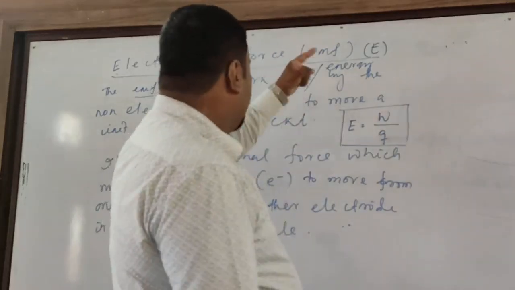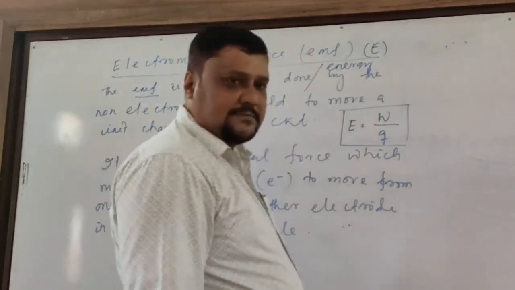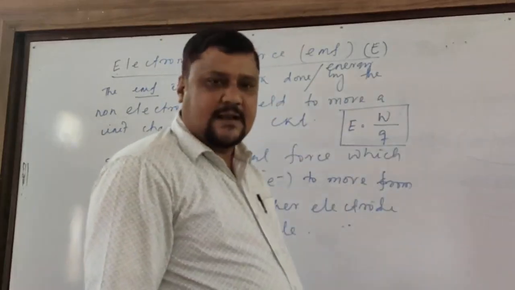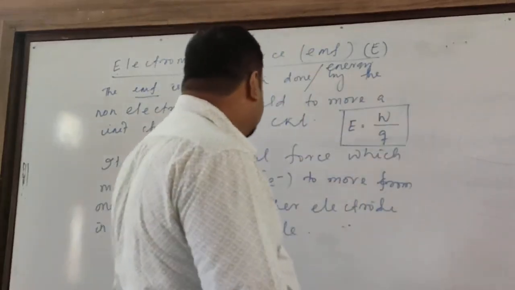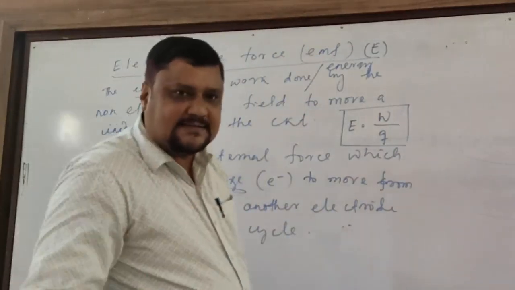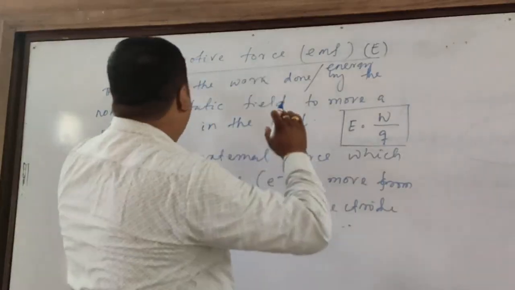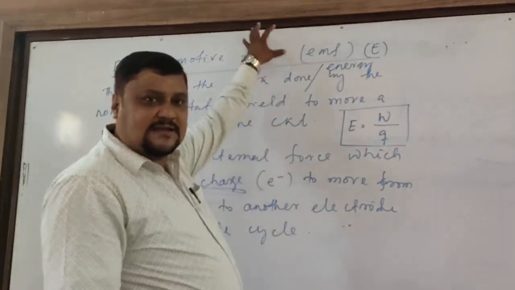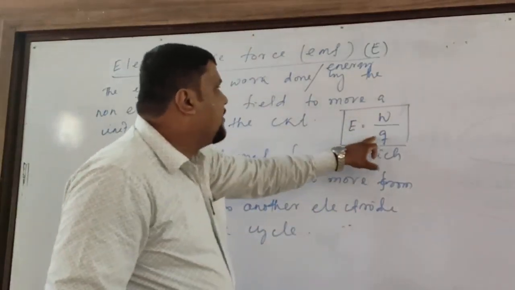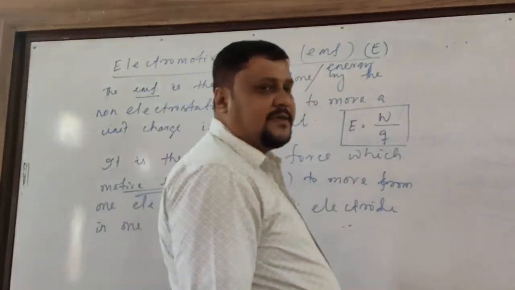This electromotive force is something related to the potential. It is not a force. So why does this name come? Because this external force motivates the charge to flow in the circuit, that's why the name electromotive force comes. But it is not a force. Don't take it as a force. It is the work done per unit charge moved in the circuit, so this is equal to W by Q.